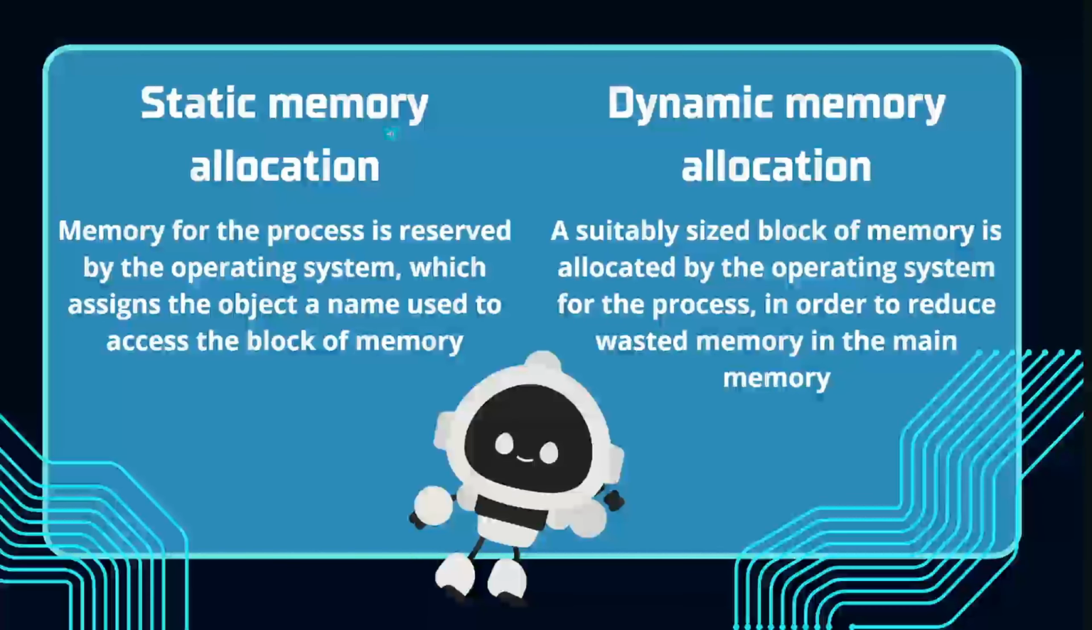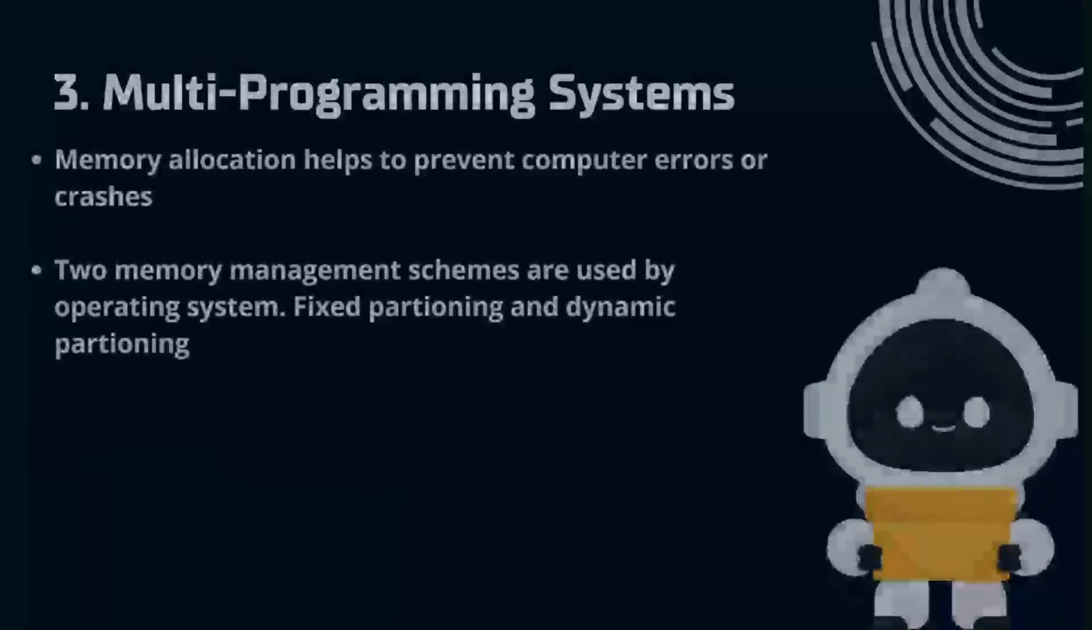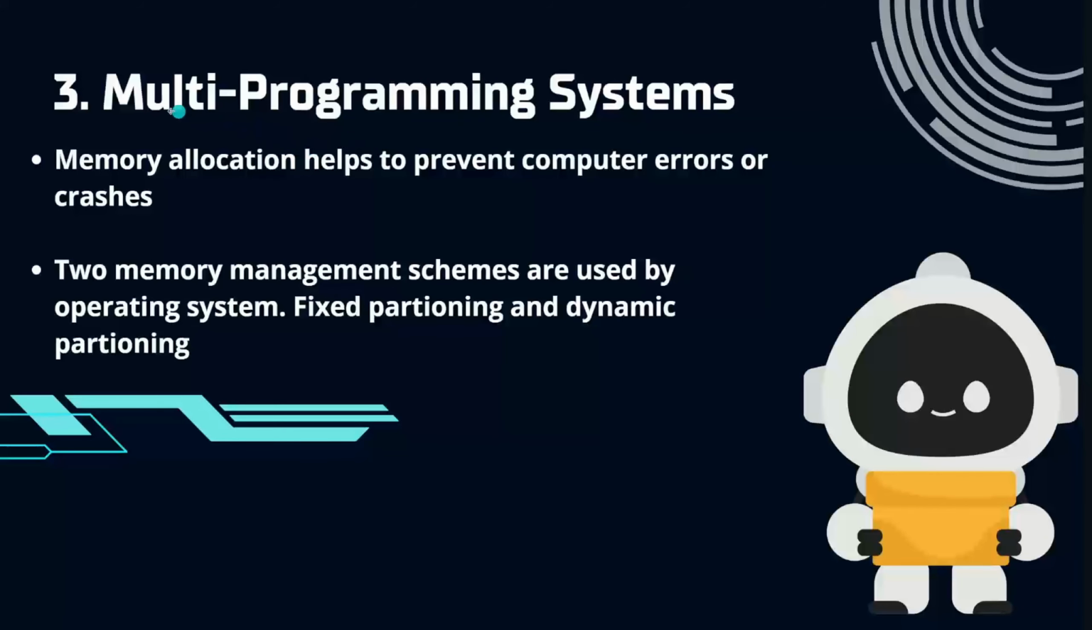For static memory allocation, memory for the process is reserved by the operating system, which assigns the object a name used to access the block of memory. For dynamic memory allocation, a suitably sized block of memory is allocated by the operating system for the process, in order to reduce wasted memory in the main memory. For multi-programming systems, memory allocation helps to prevent computer errors or crashes. Two memory management schemes are used by the operating system: fixed partitioning and dynamic partitioning.